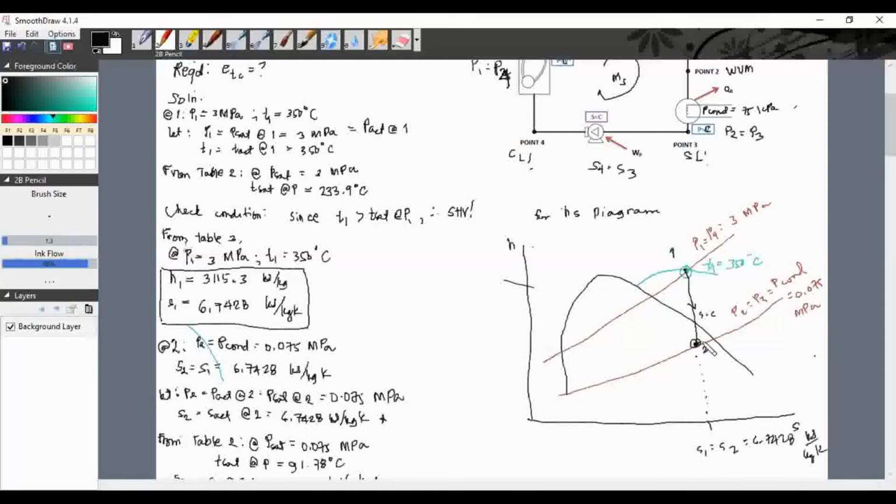So, tama naman, siya ay wet vapor mixture. And then, magpapasok siya sa condenser, yung steam natin, at P is equal to C. So, susundan natin itong pressure line na to. Ayan. So, this is P is equal to C. Then, ang condition niya is saturated liquid.